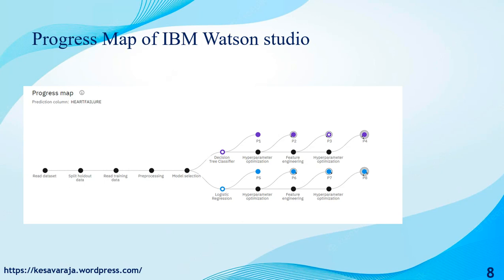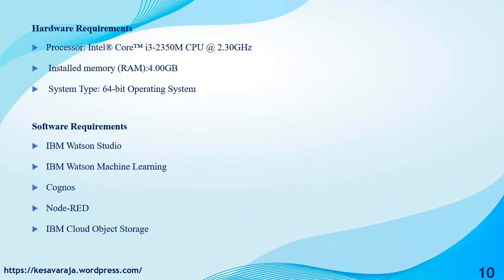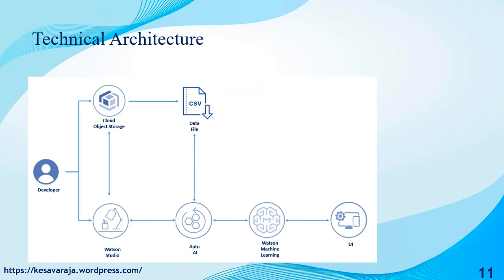This is a progress map: the entire project runs on IBM Watson Studio. During the testing, several algorithms are tested along with hyperparameter tuning too. Logistic regression, then decision tree, several sets of algorithms were tested. The top algorithms were listed in a pipeline. The basic hardware requirement for this project, if you are testing on a normal machine, is an i3 machine with 4 GB of RAM and a 64-bit processor, and normal software needed for Watson Studio, machine learning, Node-RED, and cloud storage. This is automatically hosted on cloud, so there are no hardware requirements too.